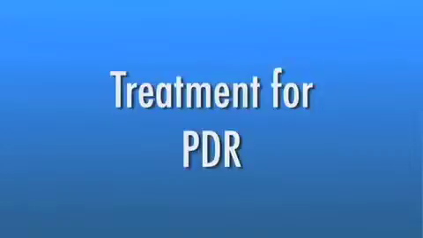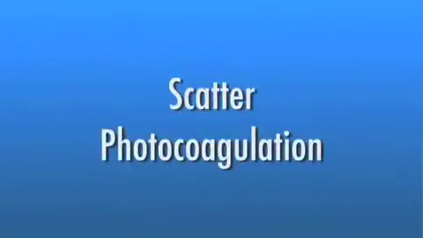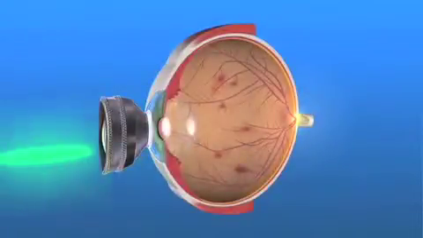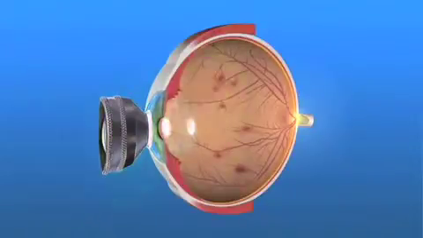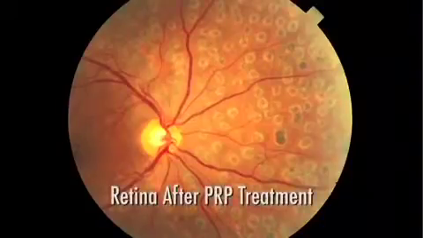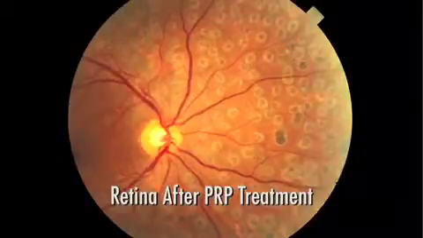Treatment for PDR is often done with laser, and it is called PRP, or panretinal photocoagulation. It is also known as scatter photocoagulation. The treatment is usually performed in an office setting. For comfort during the procedure, an anesthetic is applied to the eye. The laser is applied to the peripheral retina, avoiding the central macula. This causes the blood vessels to shrink and often prevents them from growing again in the future. It also decreases the chances of the blood vessels bleeding into the vitreous or causing a retinal detachment. In some cases, multiple laser treatments may be necessary.